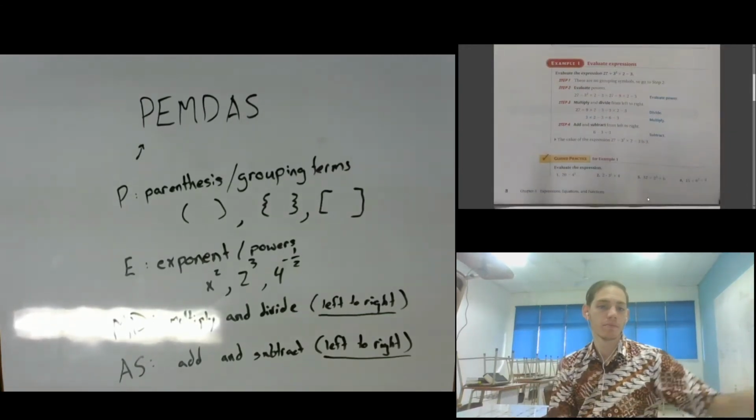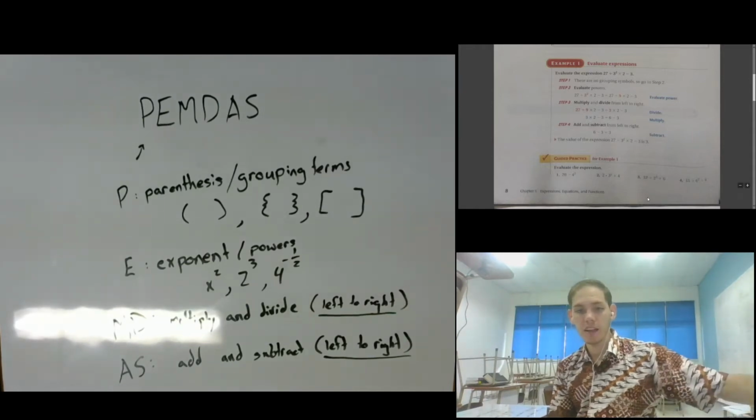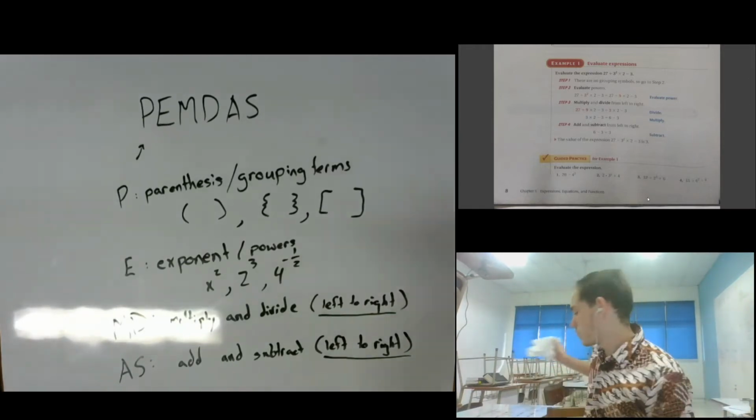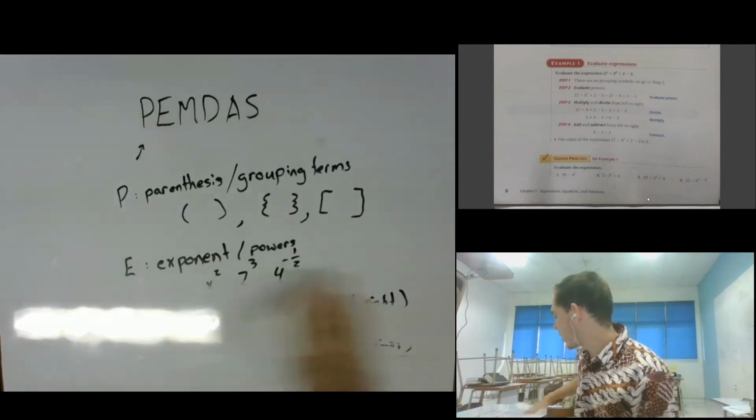Okay, first one. Now, looking at this one, 27 divided by 3 squared times 2 minus what?